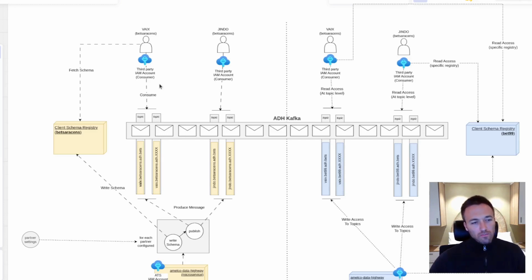Those users need data. Now, one thing about the Amelco data highway is that the data is cleaned and anonymized where necessary, or sensitive data removed before it's published here. Obviously, we can't publish sensitive data from our internal data stores.